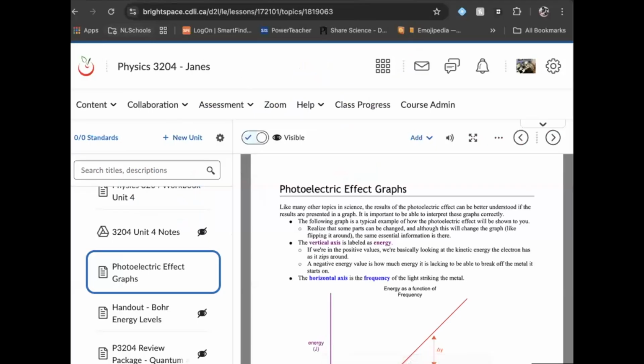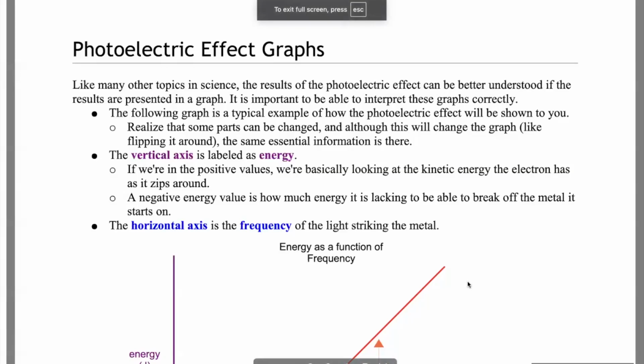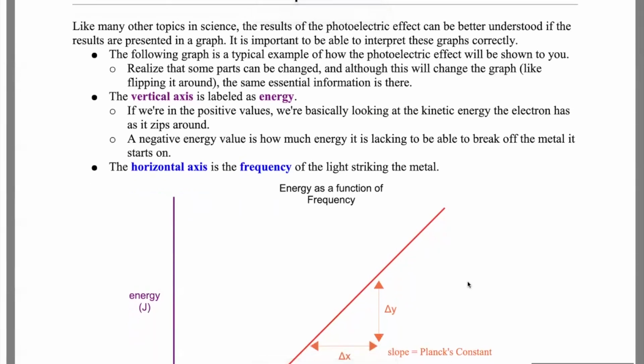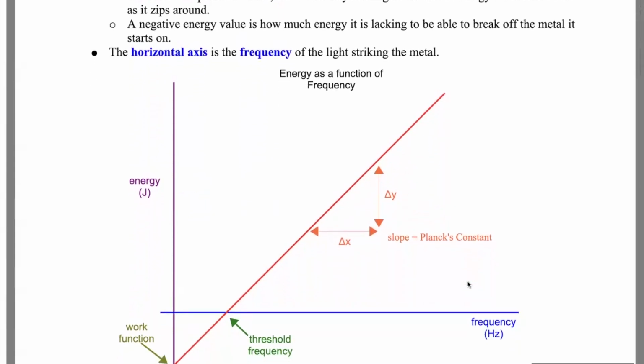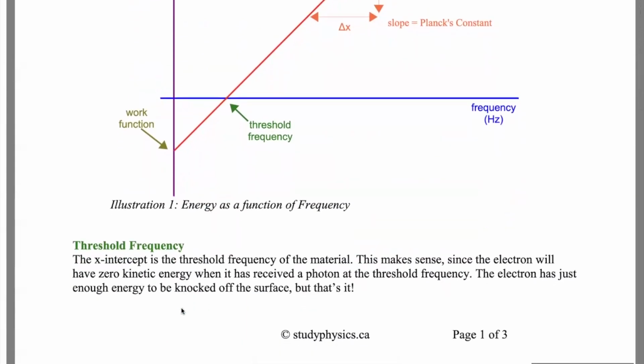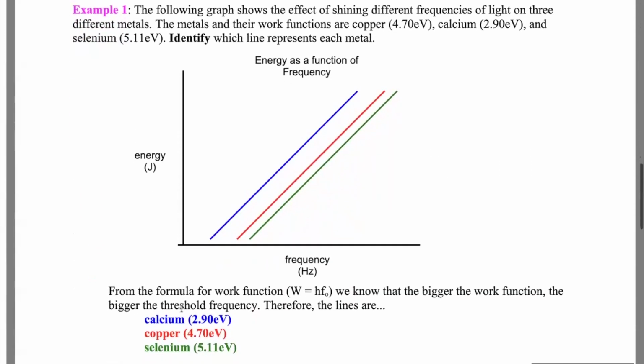So sharing that screen, here's what we have. And there's some really nice notes about the photoelectric effect graphs that are great to reference. So vertical axis is energy, horizontal is frequency. If we find the slope, you get Planck's constant. The threshold frequency is where the graph crosses the x-axis. The work function is where it crosses the y-axis. So it's very much worth reading these 3 pages because this is going to be a very common question that we're going to look at in the next couple of days.